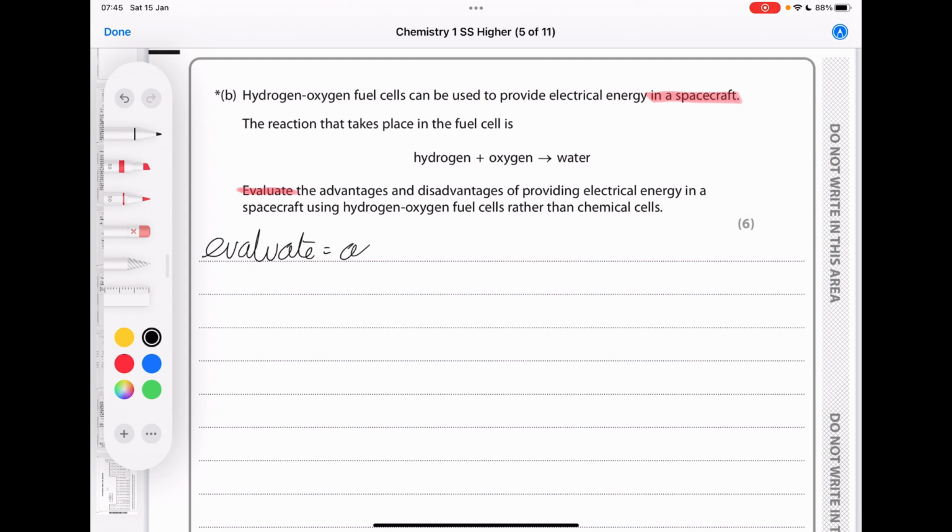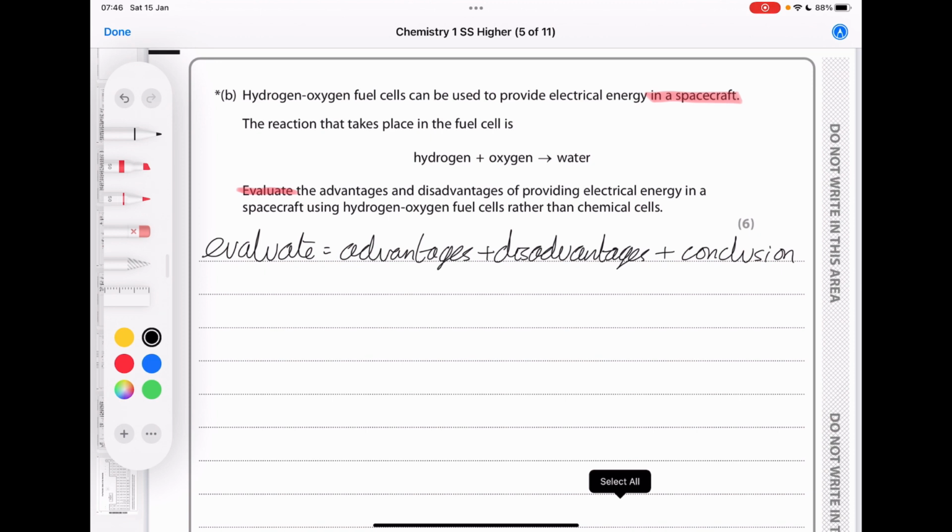to list some advantages, and you don't need a huge list. 2 or 3 is fine. And some disadvantages. And a conclusion. So many people completely missed out the fact that if at the end they'd written, in conclusion, I think fuel cells are better, or I think chemical cells are better because, they would have got a mark just for that.